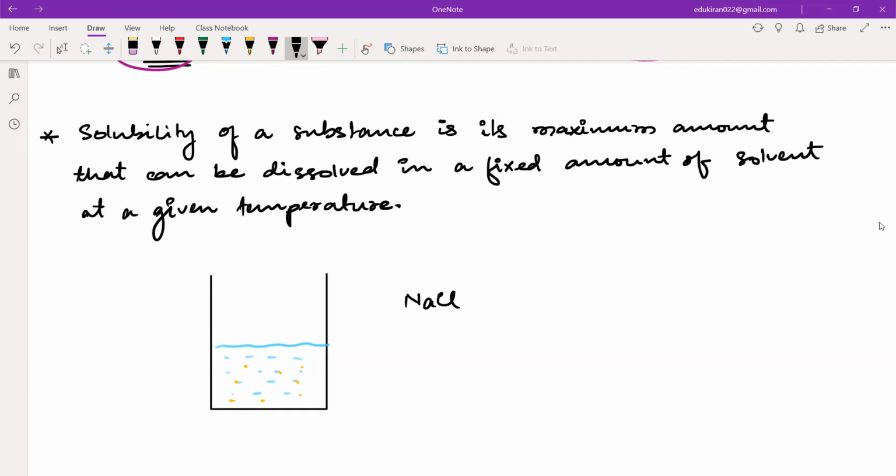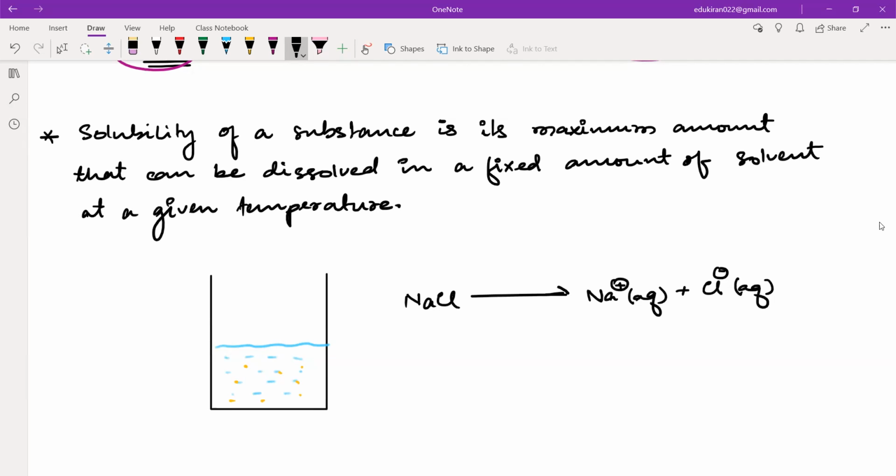Now this NaCl is separated from the solution, and as soon as I add the NaCl inside water, it will dissociate into Na plus, which will be in aqueous state, and Cl negative, that will also be in aqueous state. That means both Na positive and Cl negative will be surrounded by water molecules. So when NaCl gets in contact with water, it gives you Na plus and Cl negative.